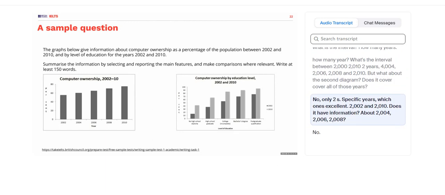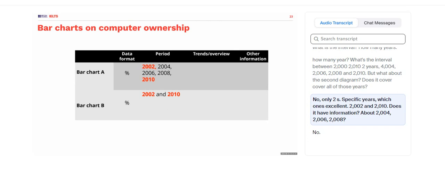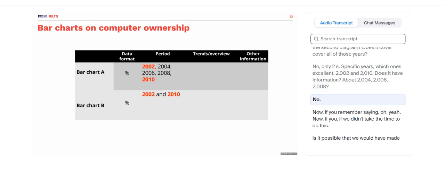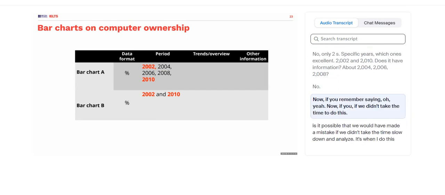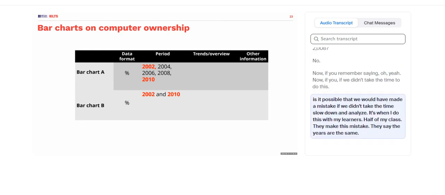No, only 2 specific years. Which ones? Excellent, 2002 and 2010. Does it have information about 2004, 2006, 2008? No. Now, if we didn't take the time to do this, is it possible that we would have made a mistake? If we didn't take the time, slow down and analyze.